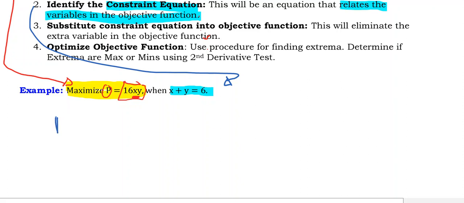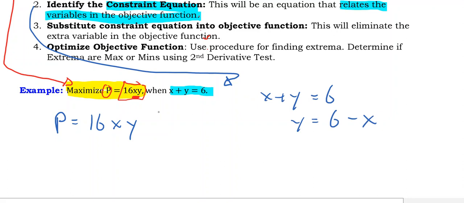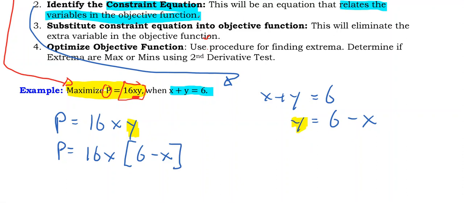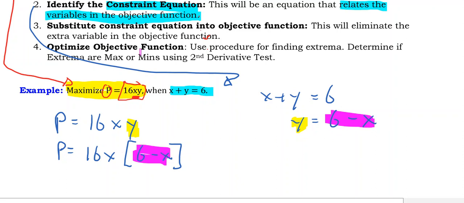We want to take p equals 16xy, and let's get rid of the y. So what I'm going to do with x plus y equals 6, the constraint, is solve it for y. And I get y is equal to 6 minus x. I'm then going to substitute in 6 minus x for the y. So you can see what I did, just some basic substitution. Got rid of the y by taking what y was equal to. y, of course, is equal to 6 minus x, so I substituted that in. And now let's clean this up a little bit. 16x times 6 is 96x minus 16x squared. So this is now step 3.